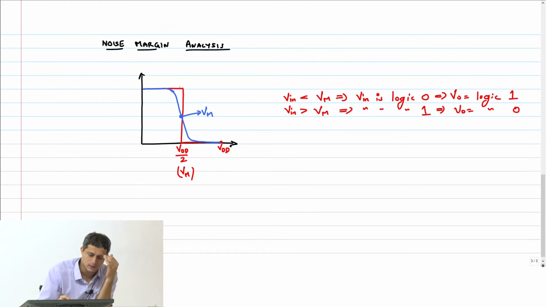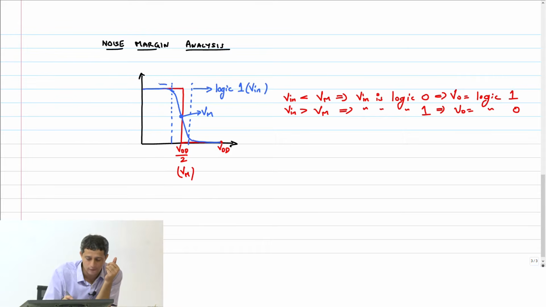So there is some region before Vm somewhere, I don't know where this is, we are going to pin it down in this discussion today, right. Anything to the right of this line can be treated as logic 1 for the Vin. Anything to the left of this line can be treated as logic 0 for Vin, okay, and of course this is Vout versus Vin.